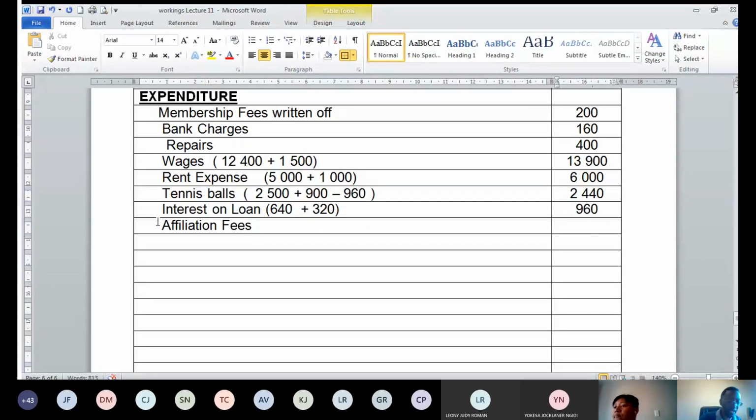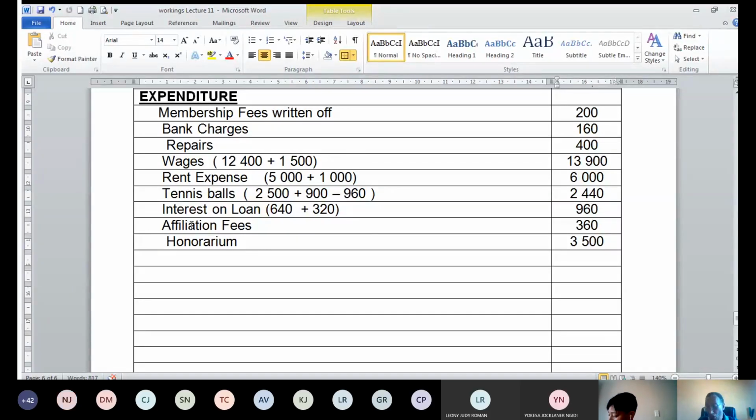Affiliation fee, guys, the expense there is 360 Rand. The next one is our honorarium. Remember in the notes, I've explained to you what is affiliation and what is honorarium. As far as you are concerned, guys, for exam purposes, you must just remember that those items are both expenses. Affiliation fee is an expense, honorarium is an expense.